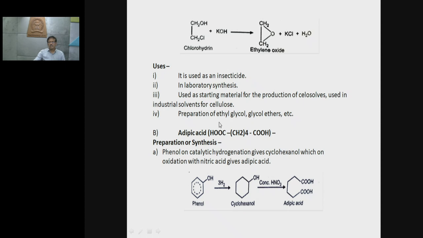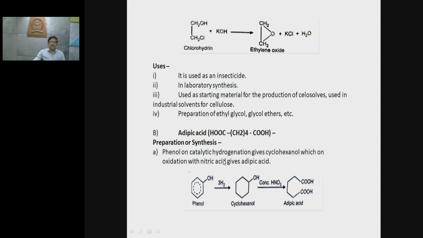Also this ethylene oxide is used for the preparation of ethylene glycol, other glycol ethers, and many chemicals. So this is one of the petrochemicals, ethylene oxide. We saw here two synthetical methods and the applications or uses of this ethylene oxide.